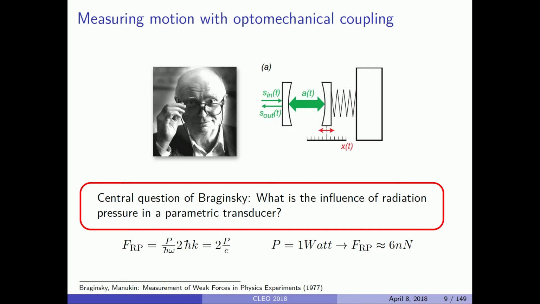Radiation pressure is a very faint force. If you have 1 watt of power and you shine it off an object, that gives you a 6 nanonewton force. That explains why you would never notice the radiation pressure from the sun. And again, it's very simple to calculate. Every photon has 2 h-bar k momentum transfer. You multiply it by the flux, and there you go. It's just 2P over c, your radiation pressure.